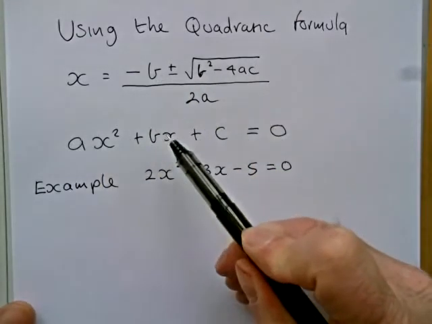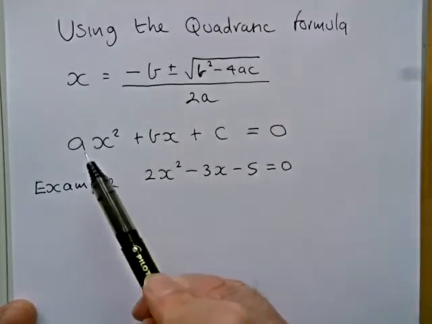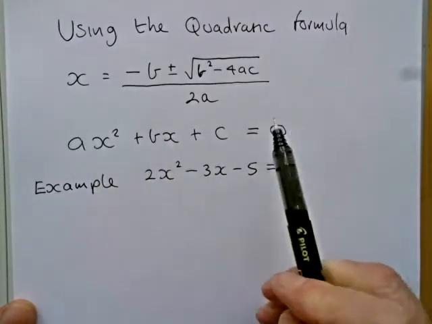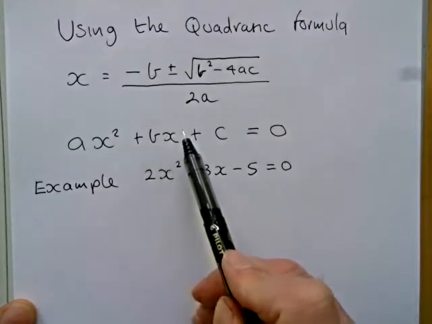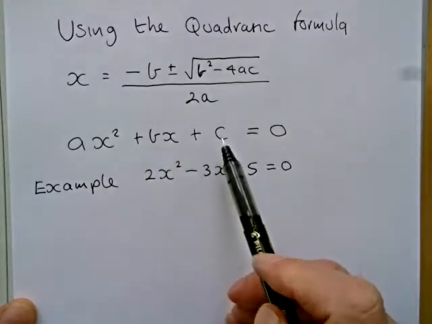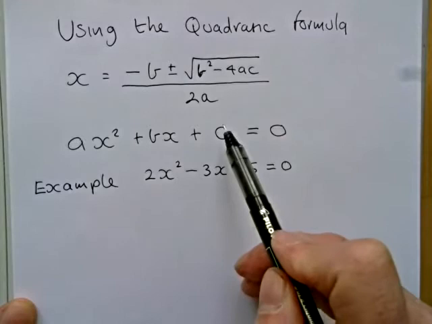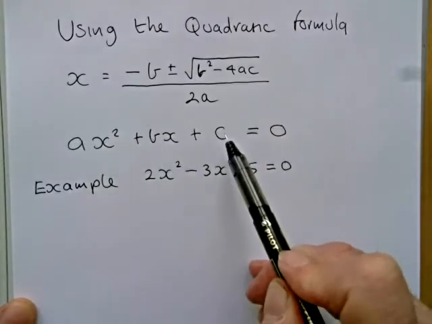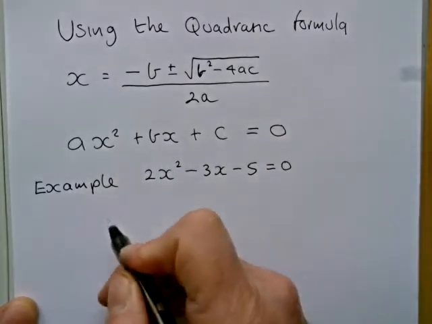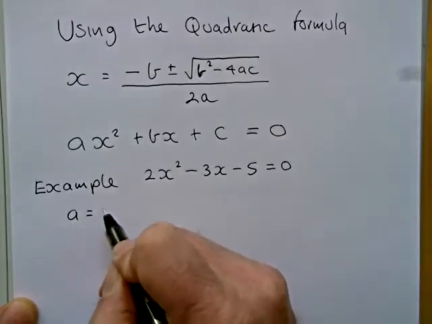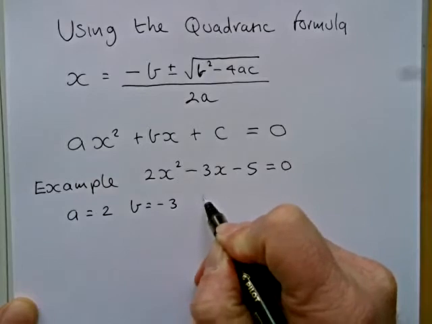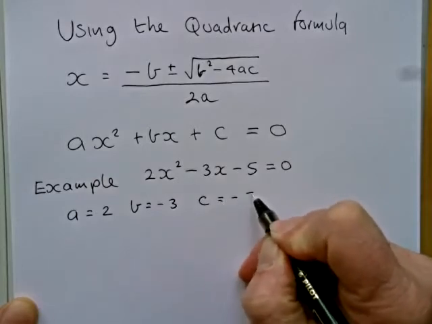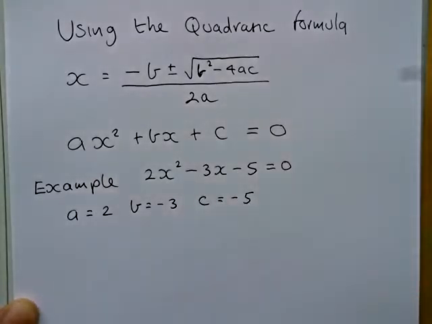So we have to identify a, b and c. In the general quadratic equation, the a is the number before x squared, the b the number before x, and the c the number at the end, or the number that doesn't multiply anything to do with x, because that's not always necessarily at the end. So what we can see then is that a is 2, b is minus 3, and our c is minus 5.